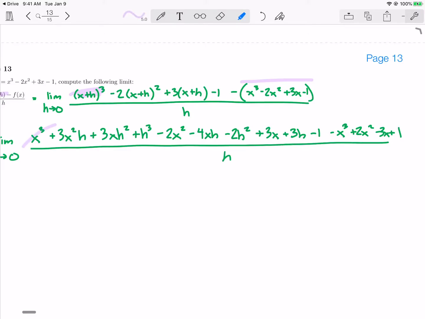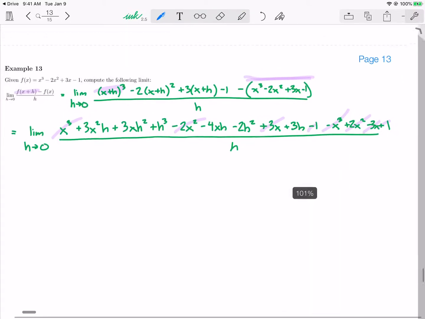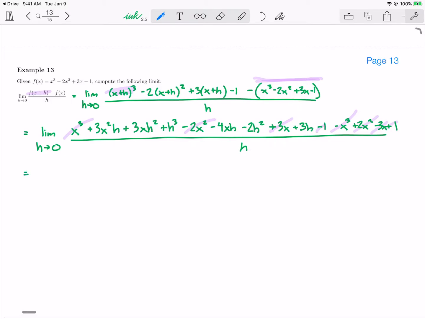So now I notice x cubed cancels with the negative x cubed, negative 2x squared cancels with the positive 2x squared, 3x with the negative 3x, negative 1 with the 1, and just as I thought, all of this stuff ended up going away here, the original f of x being subtracted. So then what I need to do is if I were to plug in 0 now, I notice all of the terms in the numerator have an h in them.